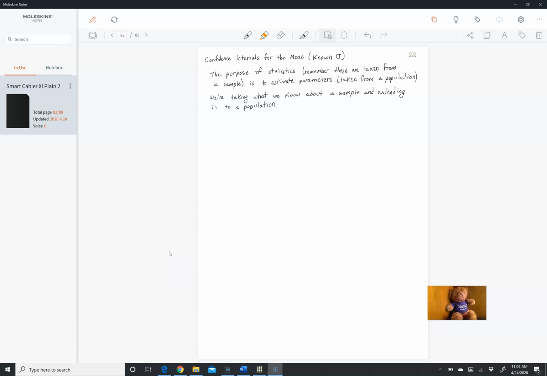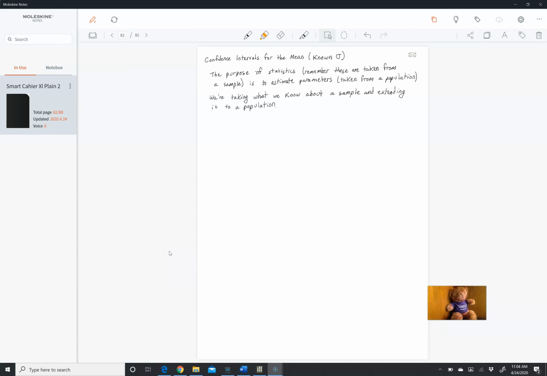So how do we do this? Well, let's start with something called a point estimate. A point estimate is simple, okay? The point estimate is where we start. It's the exact middle of that interval. So the point estimate for the population mean is going to be the sample mean, okay? Just very simply put, we're using the sample as a point estimate for the population.